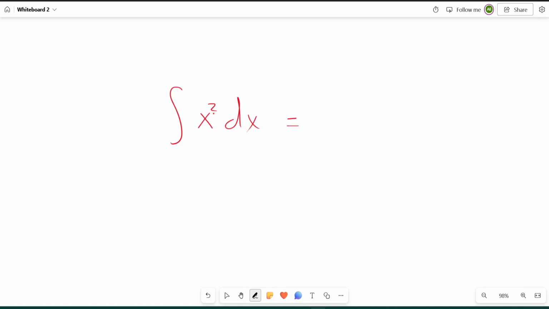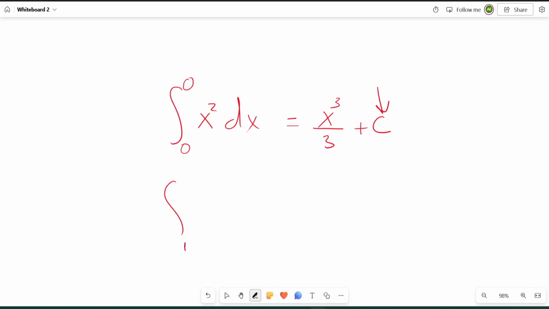It's very easy. The power rule for integration is add 1 to the power, so x squared, adding 1 to 2 becomes 3, so this becomes x to the power of 3. That's adding 1 to the power. And divide by the new power, so x cubed over 3. Since this is an indefinite integral, meaning we don't have bounds, we need to have something called the constant of integration.